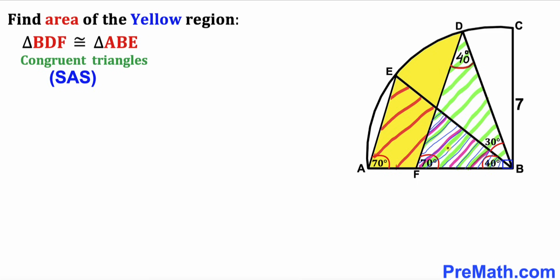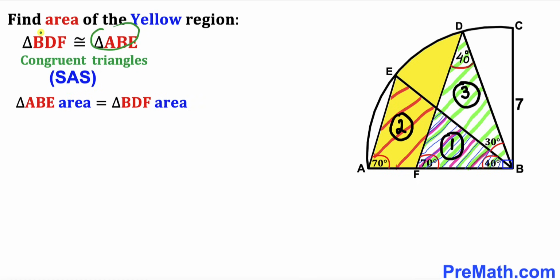And now let's make an observation. We can see that this triangular area is in common between these two congruent triangles. Let me label this area that is in common as area 1. I'm going to label this yellow shaded area in triangle ABE as area number 2. And finally, I'm going to label this green area as area number 3. Since these two triangles are congruent, the area of triangle ABE must be equal to the area of this other triangle BDF.